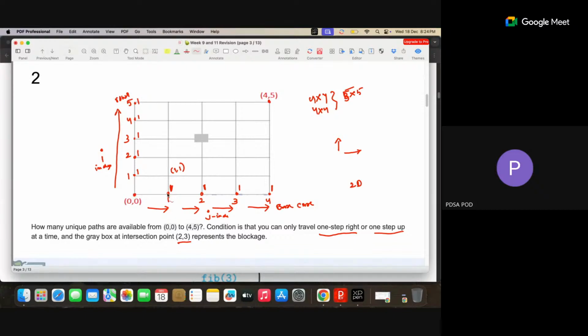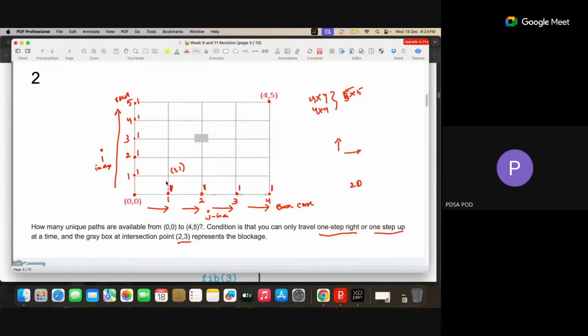To reach from 0 0 to 1 1, how many different ways are there? Either you can go in this way, or you can go in this way. Is it right? How many ways then? 2. Very good. Two different ways are there. So either you go from 0 0 to 0 1, then 0 1 to 1 1, or 0 0 to 1 0, then 1 0 to 1 1, either this way or this way. But how to calculate it? How to calculate is very simple.